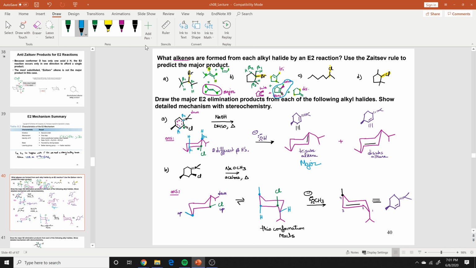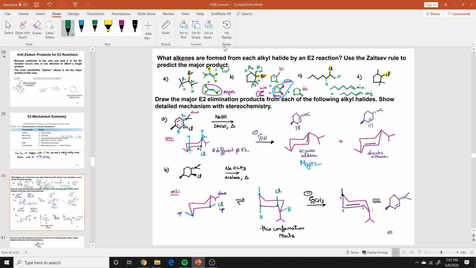Over here, I do have two different types of beta hydrogen. I have a beta hydrogen here and I have a beta hydrogen there. So my double bond can either be on this side or it can be on the other side. And in this case, here you go. So my double bond can either be here, plus my double bond can be here. And this one's going to be a disubstituted, so this is going to be the major product, and this is going to be the minor product.